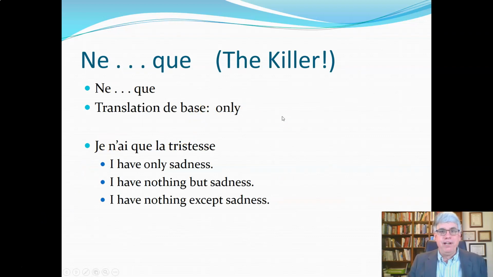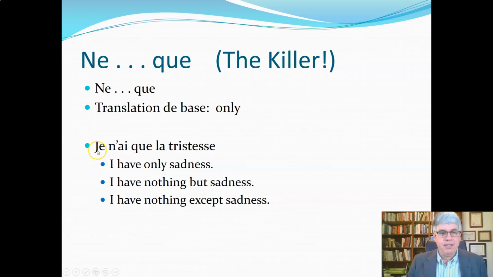Okay, now we are coming to the most difficult of all of the negative expressions. I call it the killer. Ne and que. So we've already seen lots of things we can use ne for, lots of negative expressions. Now we're going to use it with the word que, which we've already seen means that or who or whom. It's used all over the place. But when it's used with ne, its translation de base, its basic translation, is only.